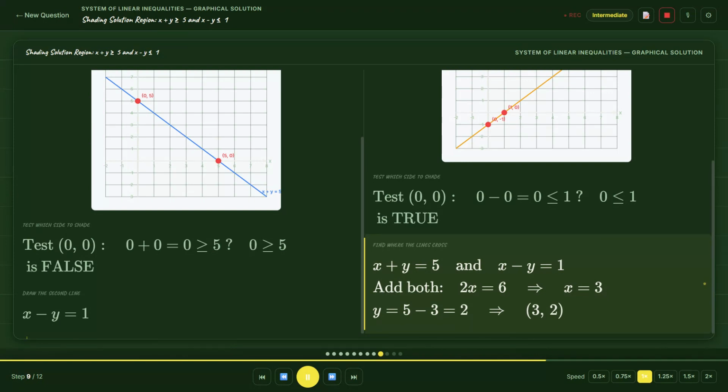Let's find where the two lines meet. We add the two equations together. x plus x is 2x and y take away y is 0. So 2x equals 6 and x is 3. Then y is 5 take away 3 which is 2. The lines cross at 3, 2.